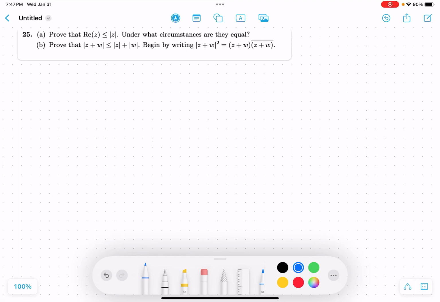All right, prove that real z is less than or equal to mod z. So let's have a look at what mod z is. If we let z equal x plus iy, what have we got? We've got mod z, we already know, is the square root of x squared plus y squared, right? Because that's just the length of that vector or the length of that complex number.